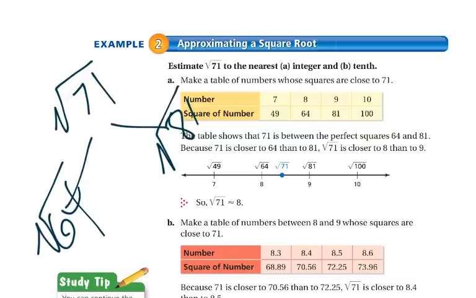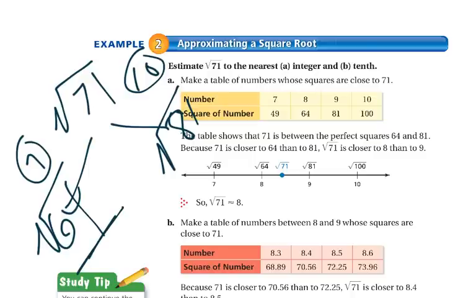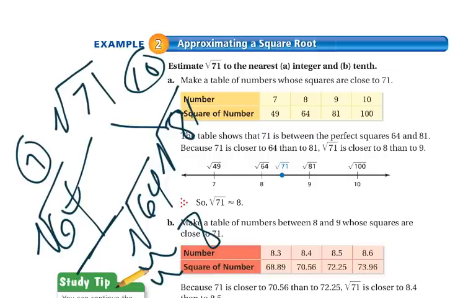So you have 6, 7 away, okay? 81 is how many away? It's 10 away. So which one is it closer to? It's closer to the square root of 64. So it's about the square root of 64, and you use that wavy equal sign, which is about 8. Okay, you're going to be estimating essentially to a whole number.